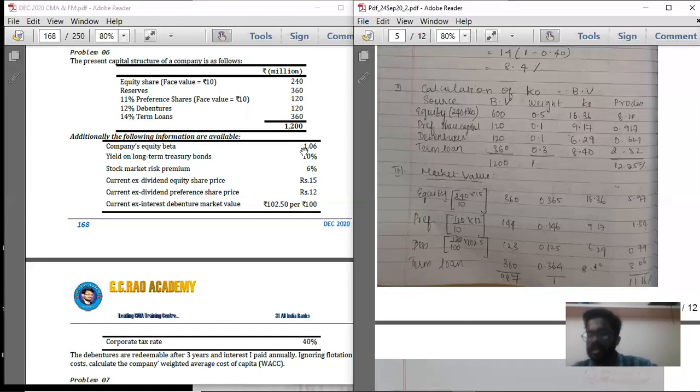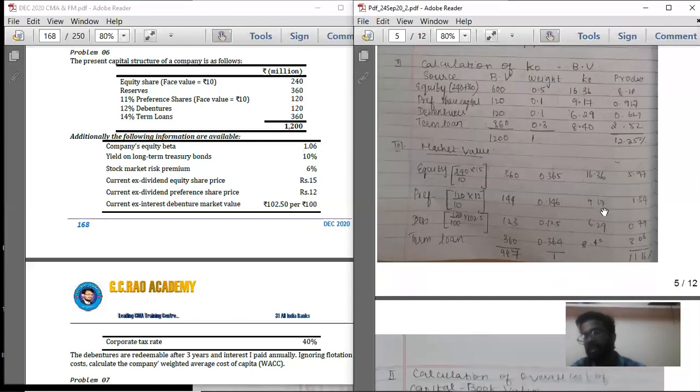Debentures 123 divided by 987. You are getting 0.125. And term loan 360 divided by 987. You are getting 0.364. So these are the weights. Now what are the different KS, cost of different sources? Just copy it from the first table. For equity it is 16.36. For preference 9.17. For debentures 6.29. And for term loan it is 8.40.